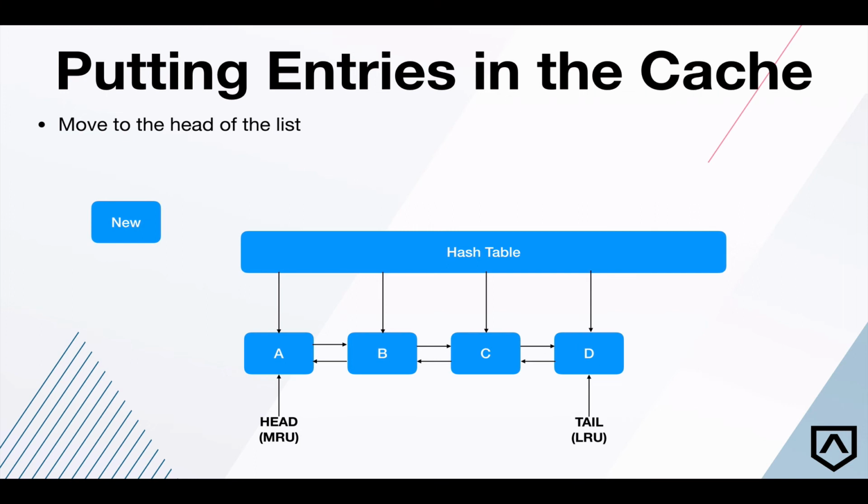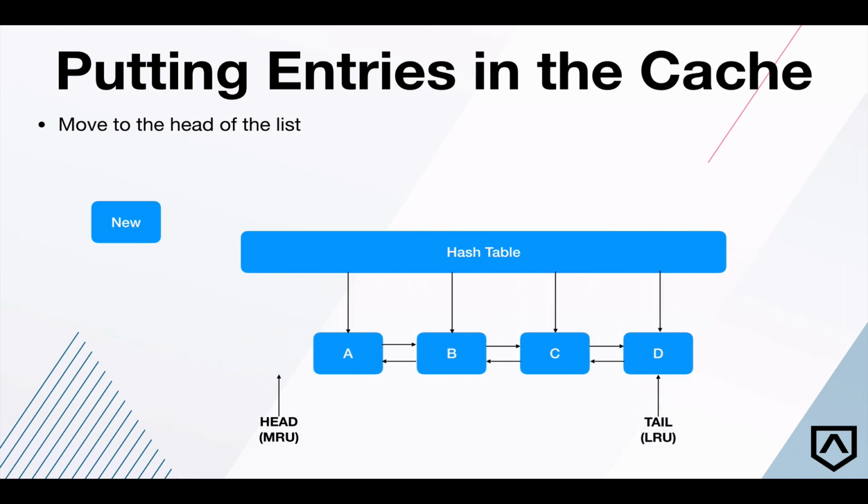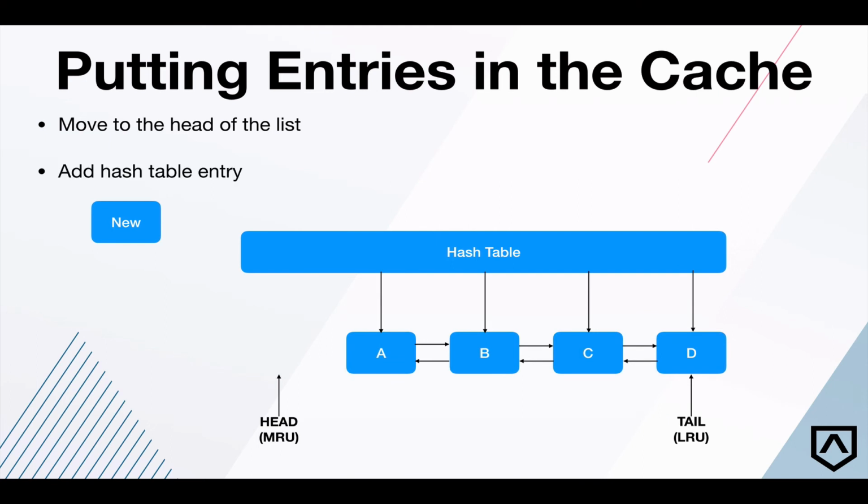So our new entry with the key of new is going to move over into the head of the list, and we also need to add a new hash table entry for that and hook up the next and previous pointers as appropriate. So this is a new entry. We've just added it to the cache, and we have done 2 things to make that happen. We've added it to the hash table by key, and then we've also added it to the head of the linked list, showing that it is the most recently used item.